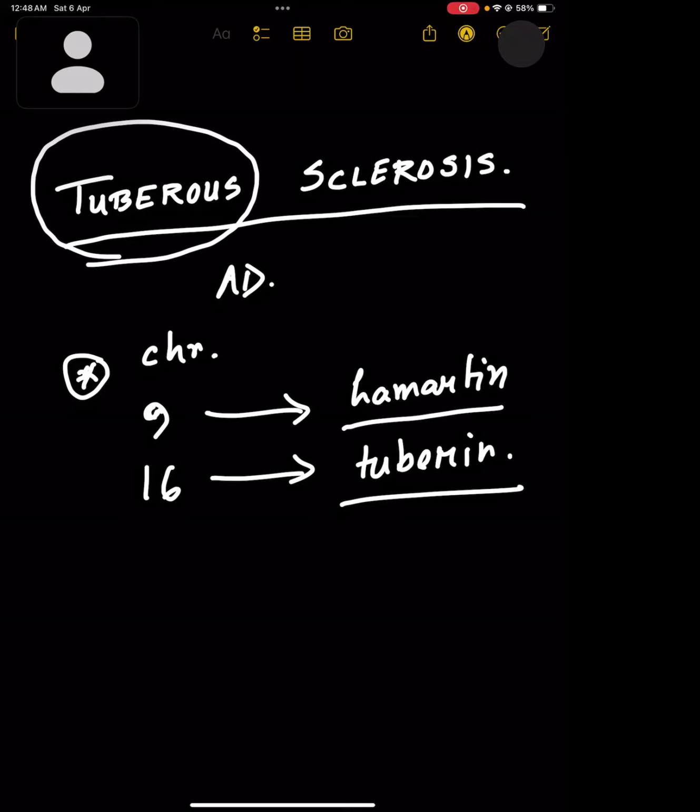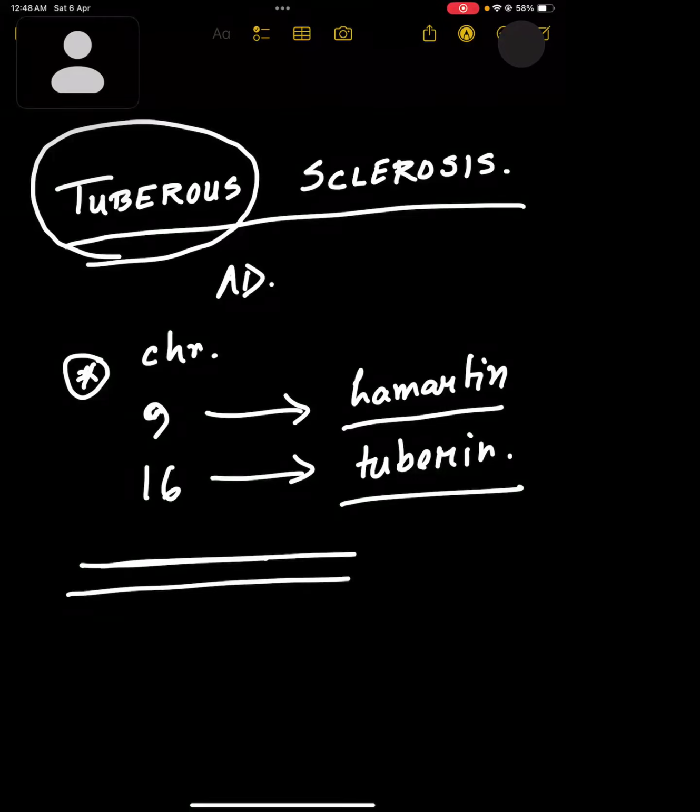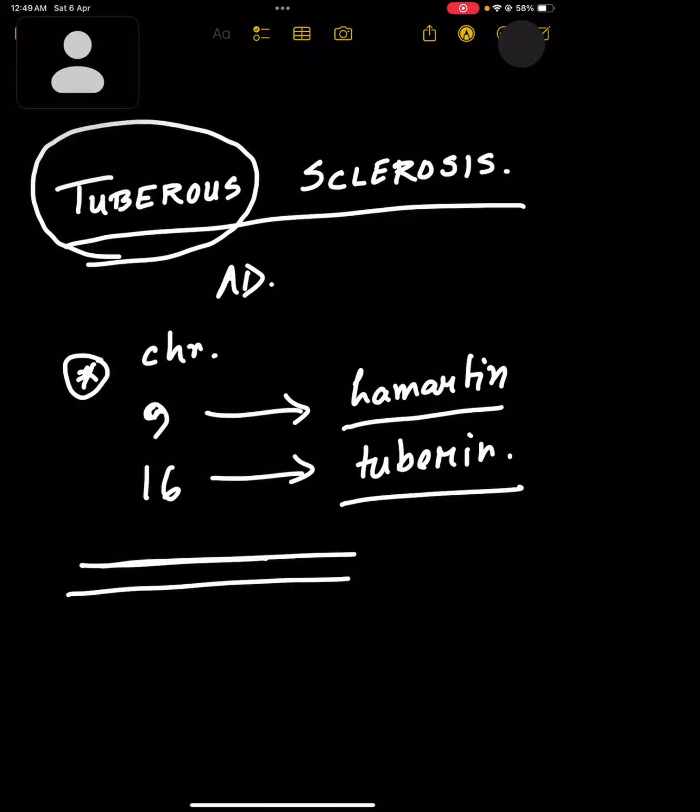Okay, dear. And along with this, I will tell you to remember neurofibromatosis, another important topic of MRCP, and to remember their chromosome numbers also. So usually I remember them together. So it will be easier.